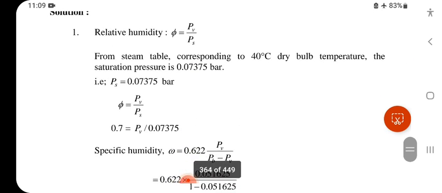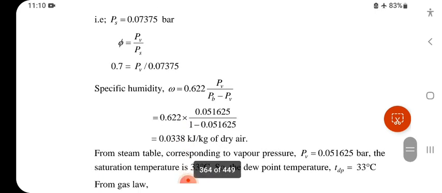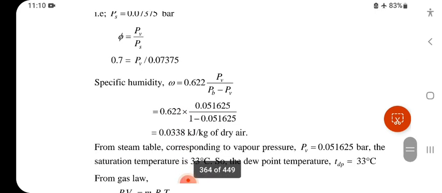First, relative humidity: psi equals PV divided by PS, that is, vapor pressure divided by saturation pressure. From the steam table, corresponding to the 40 degrees Celsius dry bulb temperature, the saturation pressure is 0.07375 bar. The relative humidity is 70%, so we take it as 0.7 equals PV divided by PS, and substitute the values.